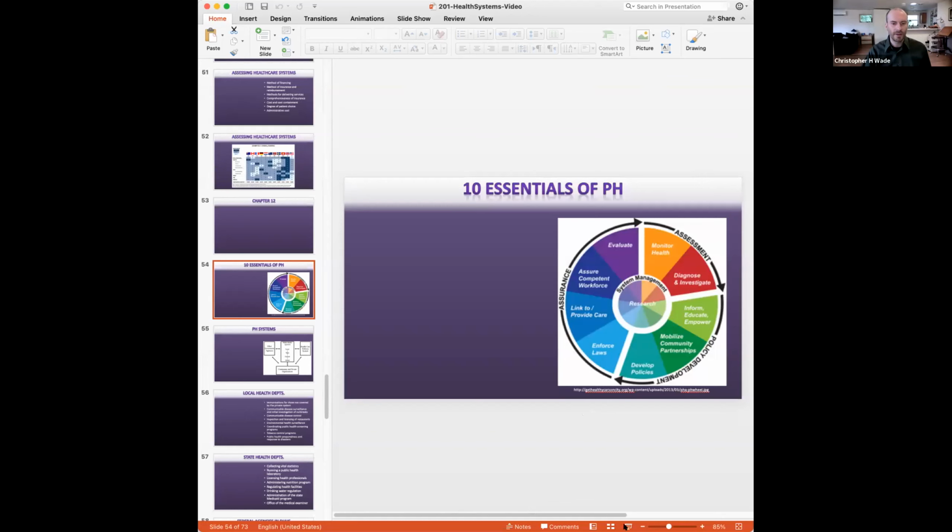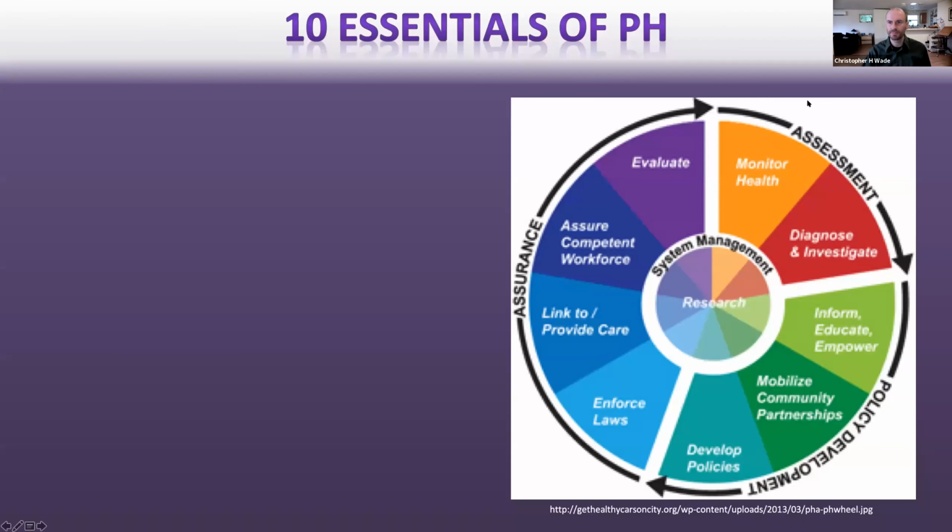So what are the 10 essentials of public health? This is a framework that was put forth by the CDC. And it essentially said that public health is made up of 10 basic things, all right?